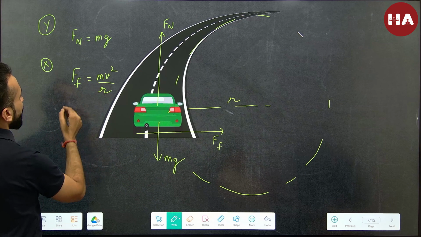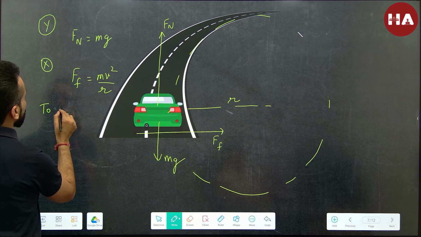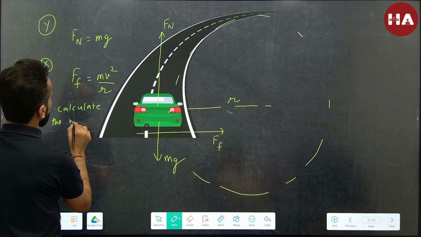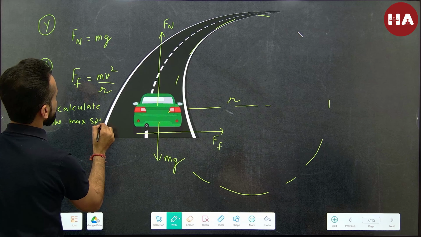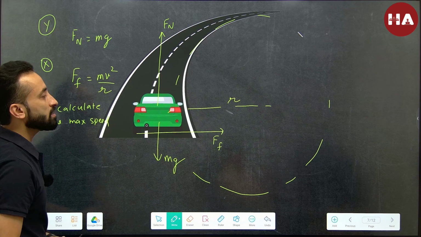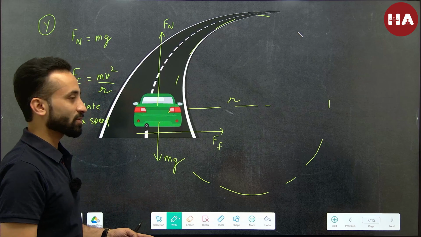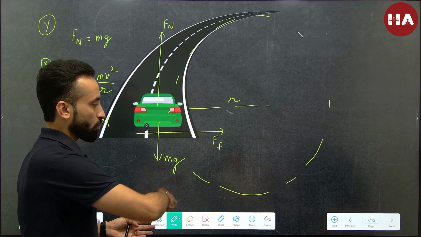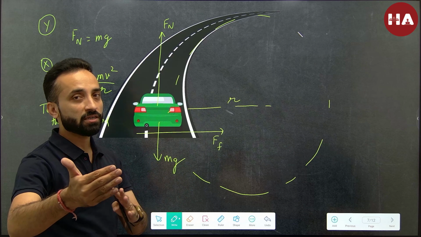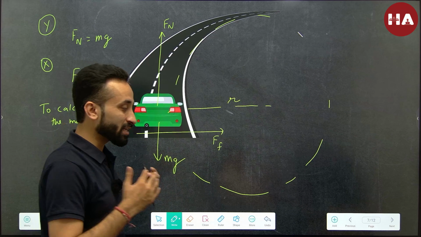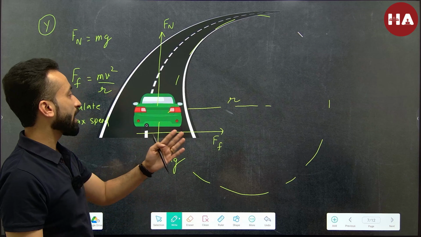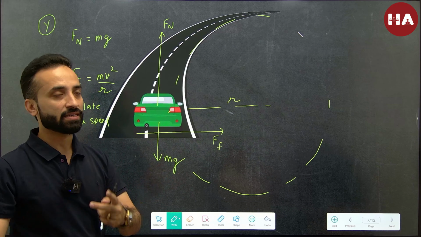And now as we know, if we want to calculate the maximum speed, that's the maximum possible speed with which we can take the turn. Are you understanding that? Can you imagine that if you are turning, you cannot increase your speed beyond a certain limit. Why? Because if you increase your speed and try to negotiate that turn, then your car might just skid, isn't it?